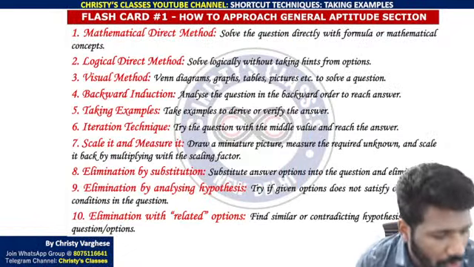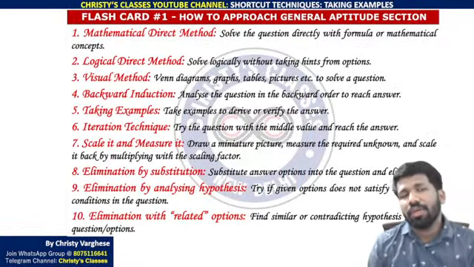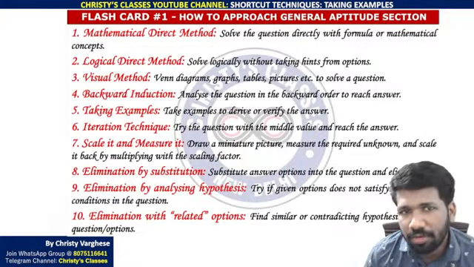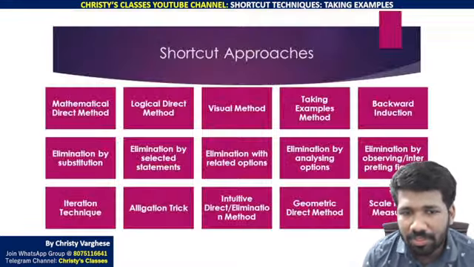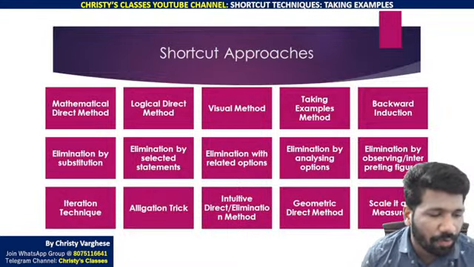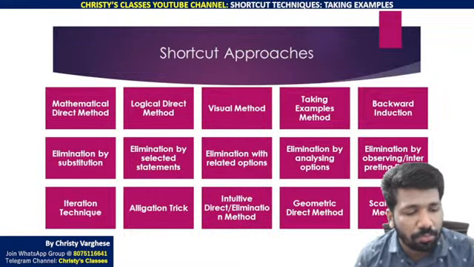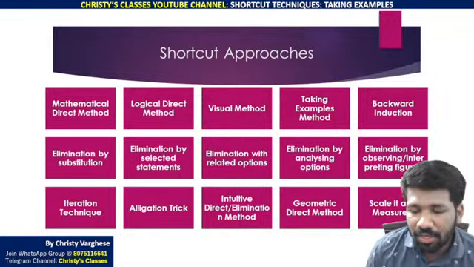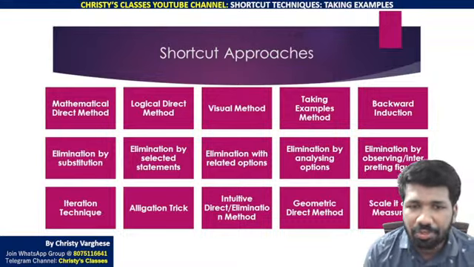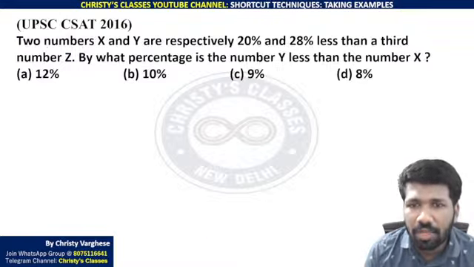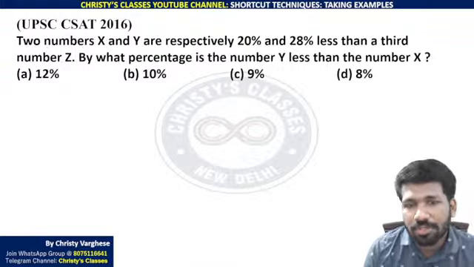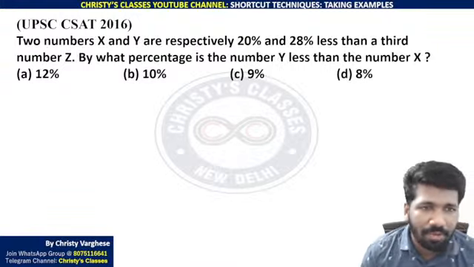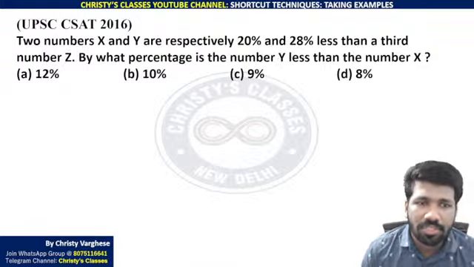Okay, without more intro, let's start the session. So we are now discussing different shortcut methods to do general aptitude questions. And yesterday we discussed 5 different ways of eliminating options. Elimination itself, there are 5 ways to eliminate. That is what we discussed yesterday, and today we are discussing examples, how examples can help you to do the question very easily. So let us start with this question which came in the UPSC exam in 2016.